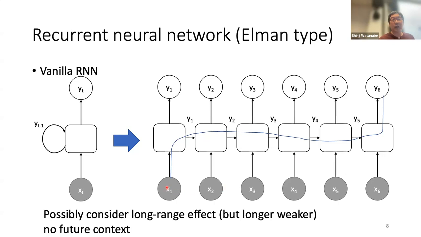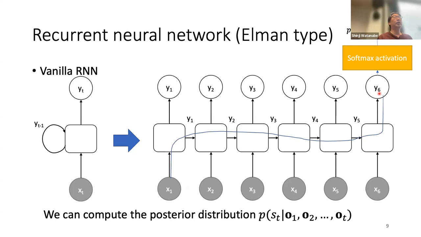And since these arrows exist, we can carry information from the beginning of the features to the last prediction of the neural network. Then we just put the softmax activation, and this corresponds to considering all previous features to predict the current state, the HMM state, or the character. But this doesn't include the future context, right?